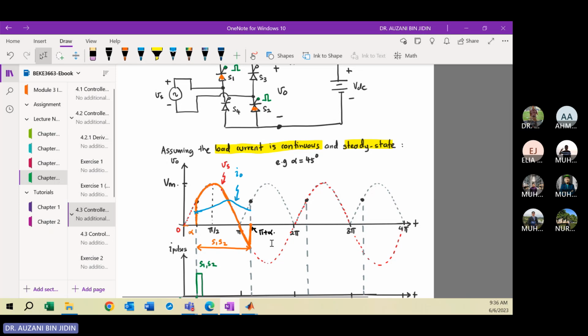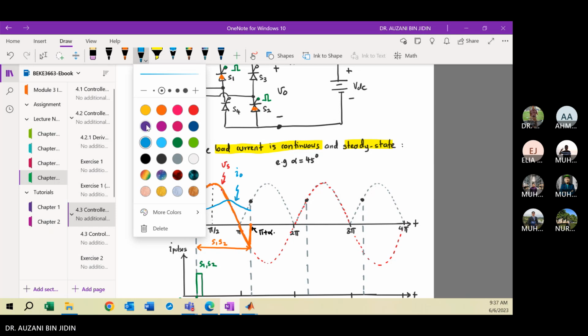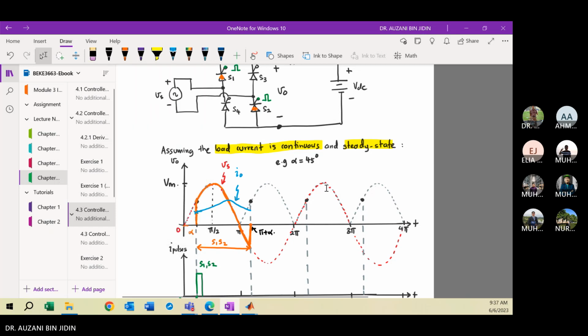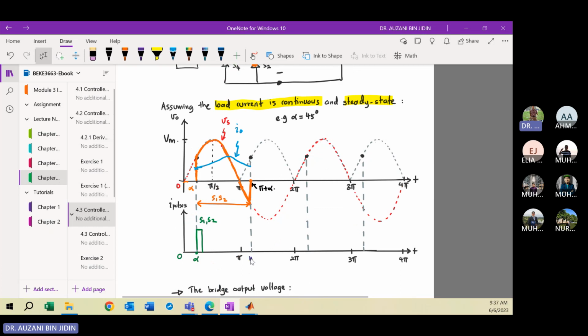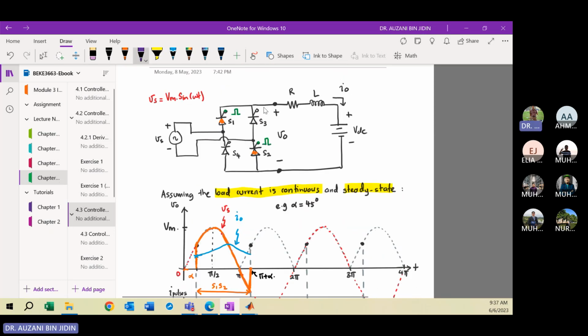Then for the second half cycle, pi to 2 pi, which switches can you conduct? S3 and S4. Maybe I use indigo color. Here you inject the current pulse at pi plus alpha. This current pulse is injected to the gate terminals of S3 and S4, the same current pulse. Then these two switches will conduct.